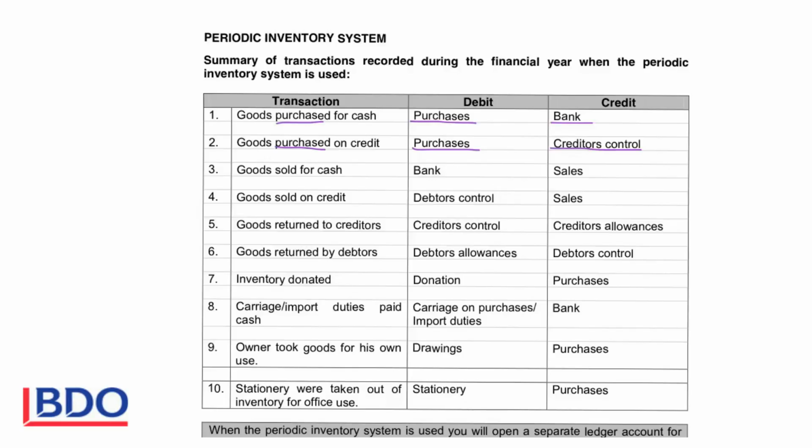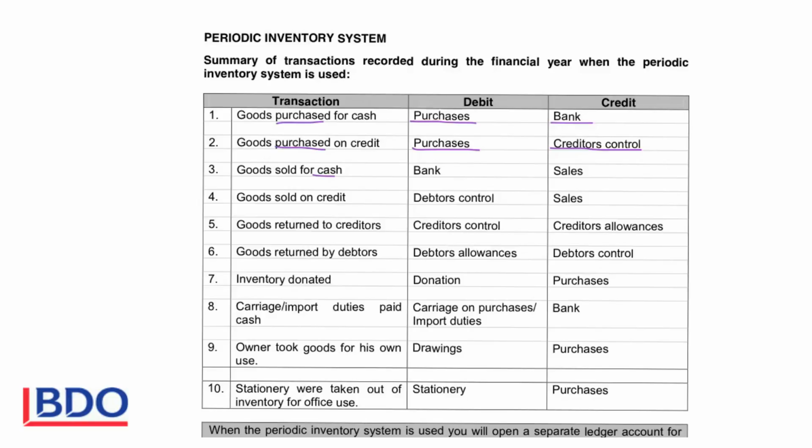When goods are sold for cash, in the perpetual inventory system, we will do two double entries. One for the sales price and another double entry for the cost of sales. In the periodic system, you never use a cost of sales account during the year. You don't calculate cost of sales every time when goods are sold. So there will only be one double entry for the sales.